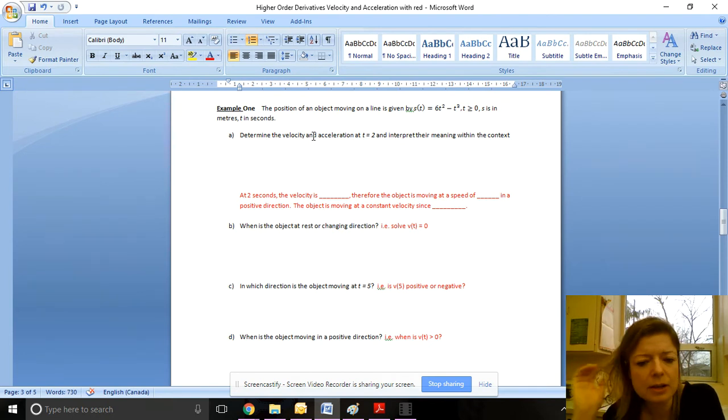So this is example one. The position of an object moving on a line is given by s(t) = 6t^2 - t^3, where t is greater than or equal to 0, s is in meters and t is in seconds. Determine the velocity and acceleration at t = 2, so that's at 2 seconds, and interpret their meaning within the context.